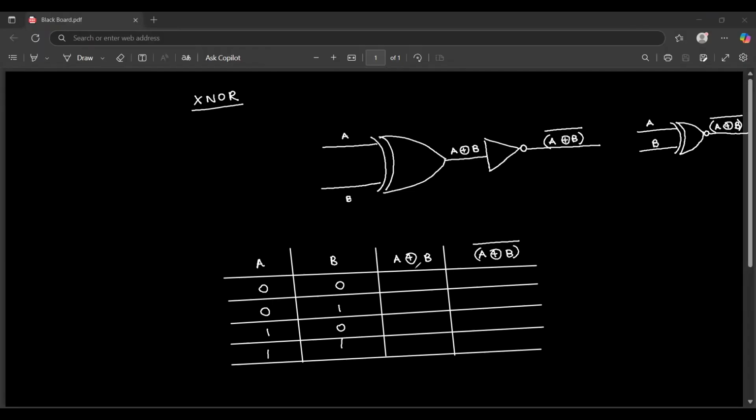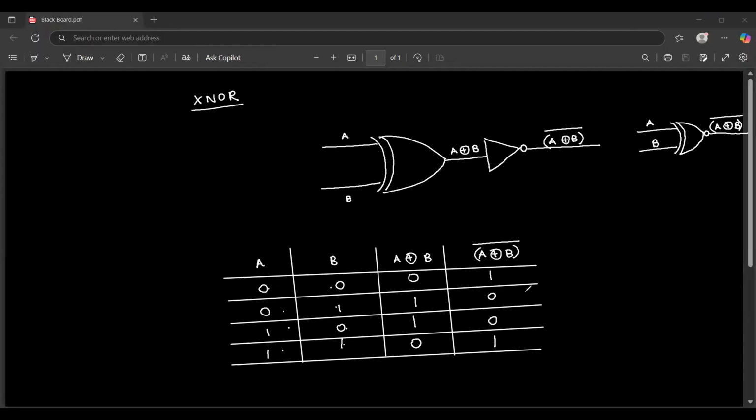Well, I told you, right? If both inputs are the same, the output is 0. 00 means 0, 11 means 0. If the inputs are different, the output will be 1. 0 and 1, 1. 1 and 0, output will be 1. Since we are going for the inverse, it will be 1, 0, 0, 1.